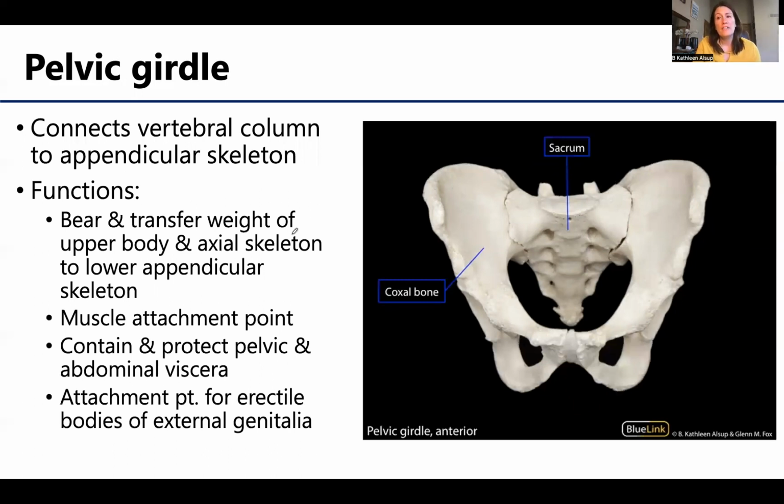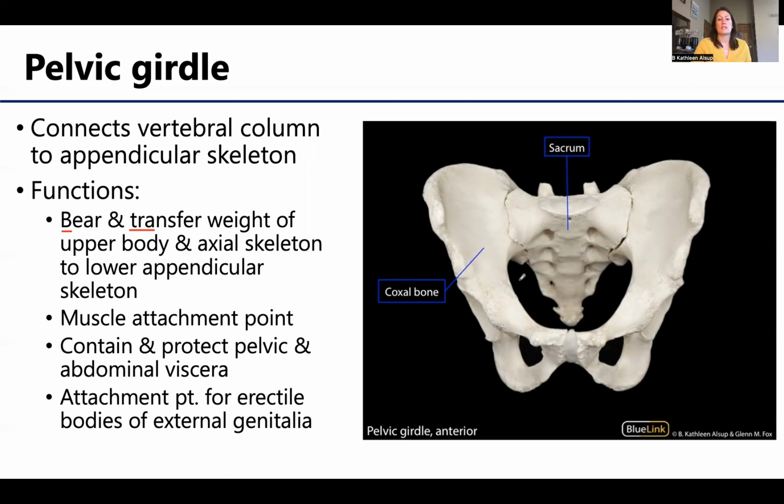And what the pelvic girdle does is a lot. It's a little bit more complex. Where we have more mobility when we're talking about the pectoral girdle, the pelvic girdle is going to play a role in terms of weight bearing. Specifically, it bears and transfers the weight of both the upper body as well as the rest of the axial skeleton to the lower appendicular skeleton. So it needs to be more stable than what we had with the pectoral girdle. As you might imagine, this is also going to be an area of quite a few muscle attachment sites.